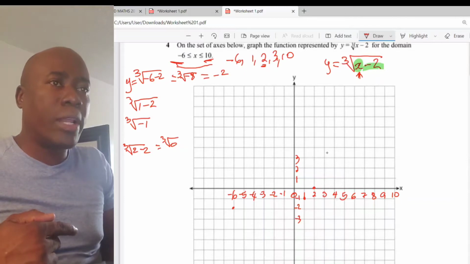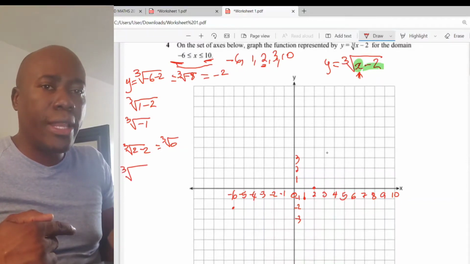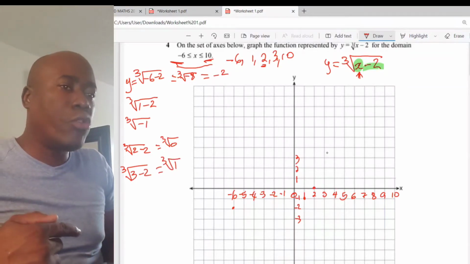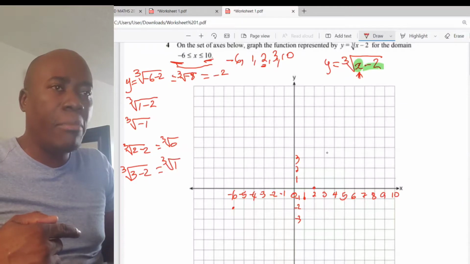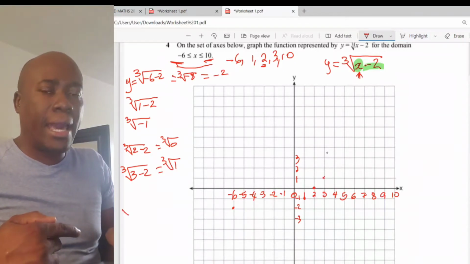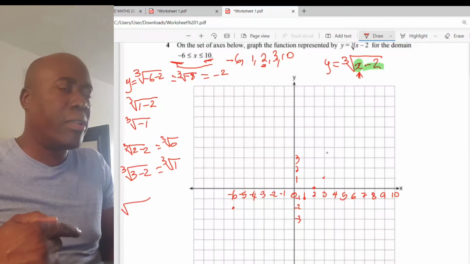And then the next one I'm going to be using is 3. So let's look. 3 minus 2 will give me the cube root of 1, and the cube root of 1 is still 1. That means 3 plotted with +1. All right, 3 plotted with +1. Lastly, I'm going to be using 10. So 10, let me put it on this side.